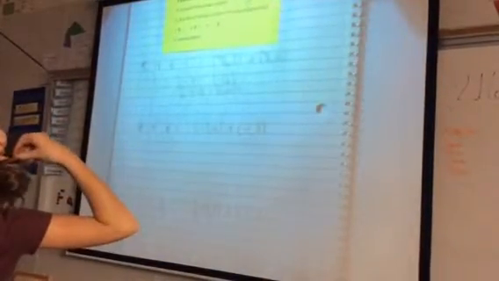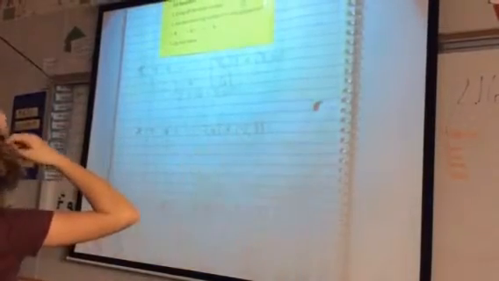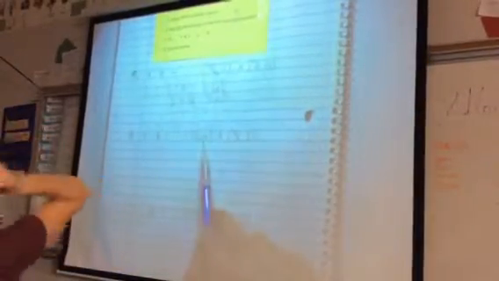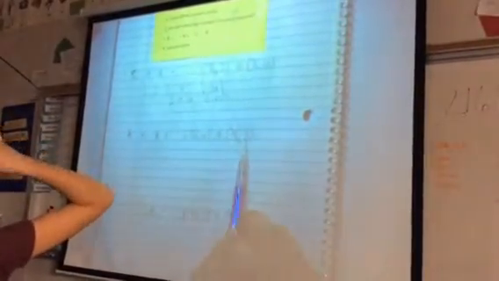We're going to cross off a similar number. Tell your partner what the similar number is here. -2. Okay, so we're going to cross off -2. And so I'm left with 2 numbers. I'm left with 4 and 2, and they're both positive numbers, okay?